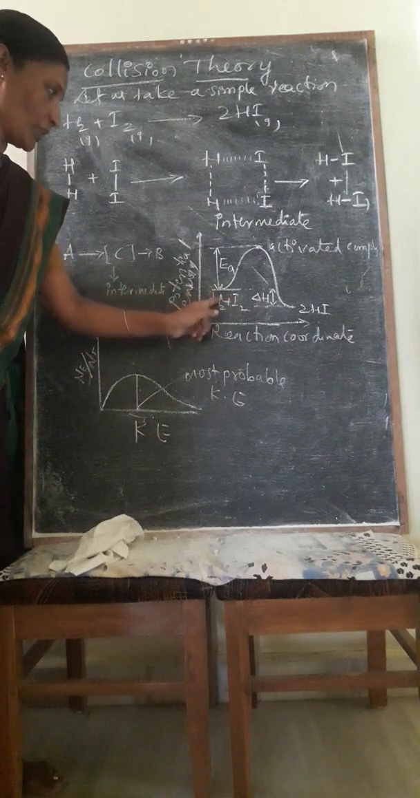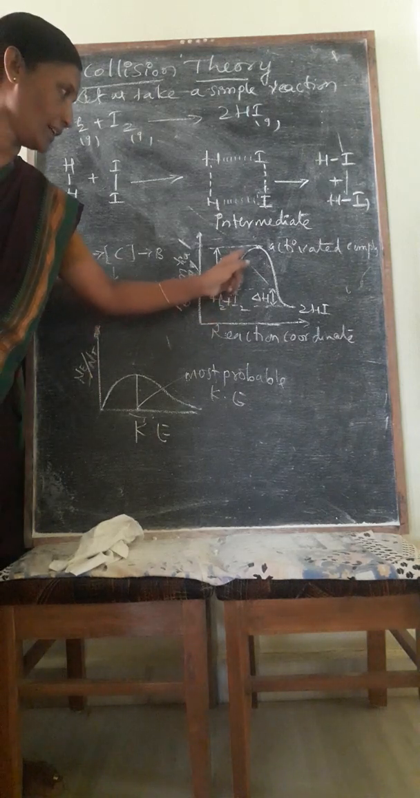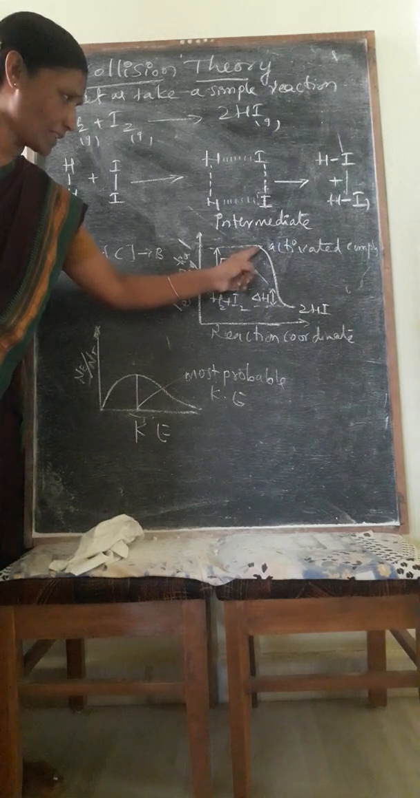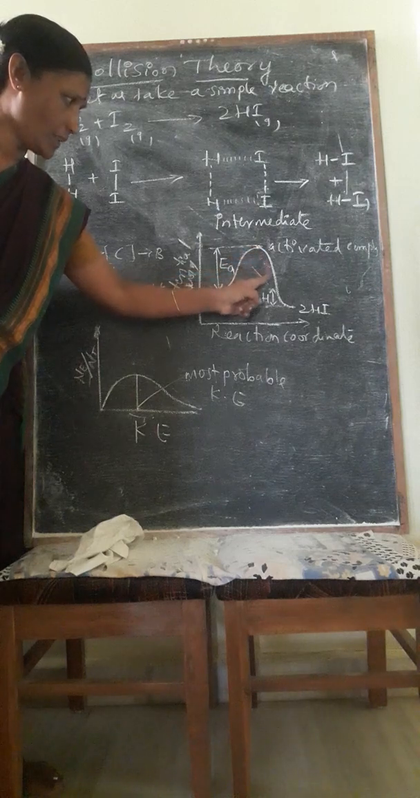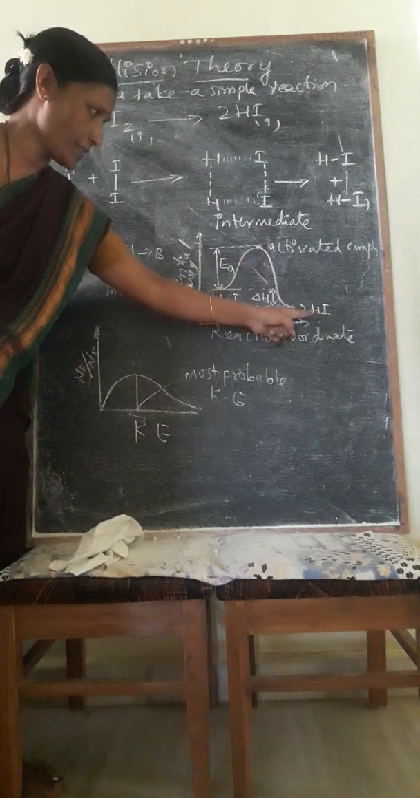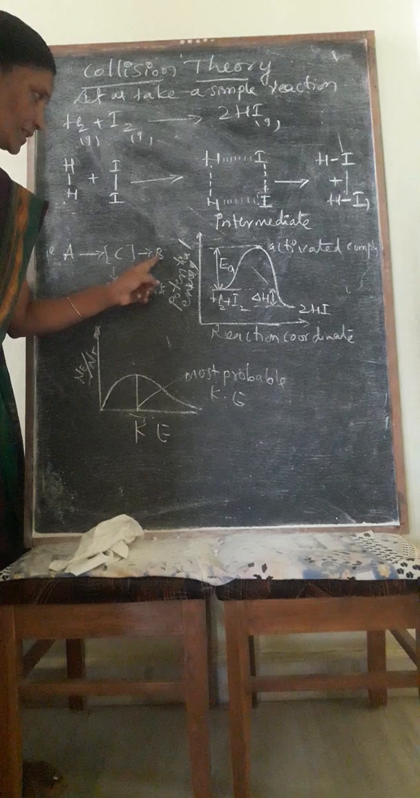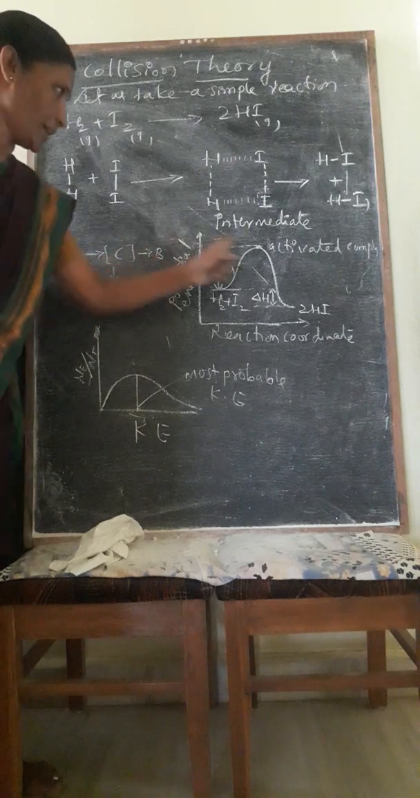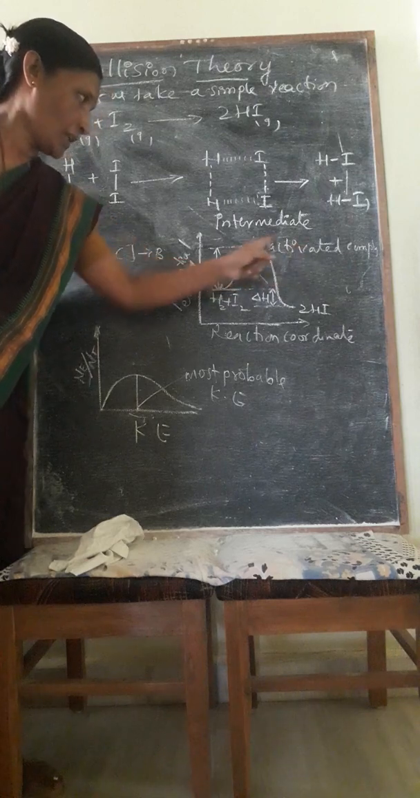If they undergo effective collisions, definitely they are forming the activated complex. This point is said to be an unstable, highly unstable point. Definitely there is a breaking of bonds forming the product. That product is called 2HI. The product is B. The unstable state is the intermediate or activated complex.